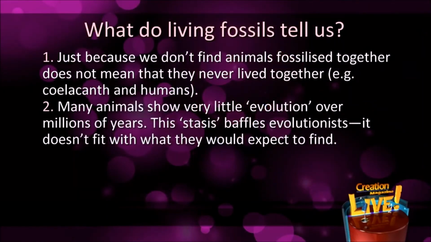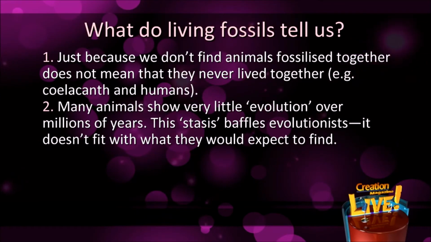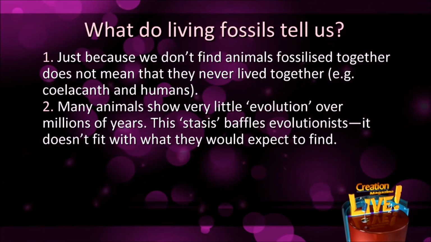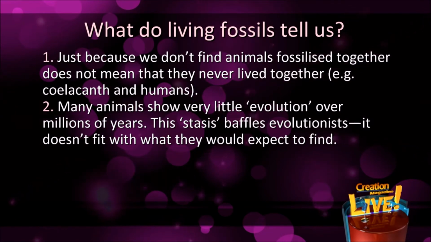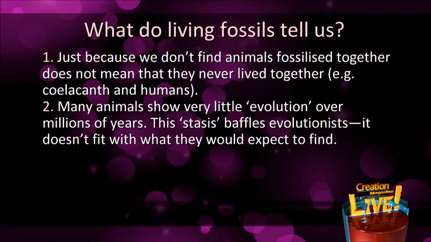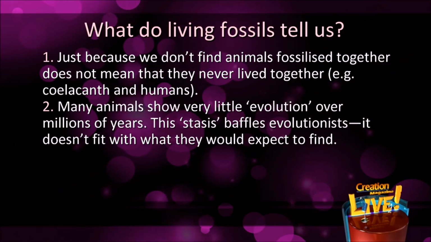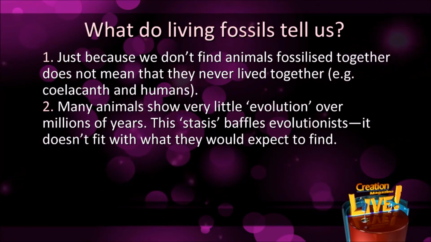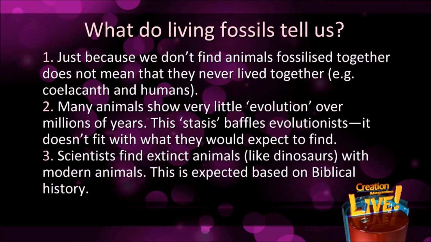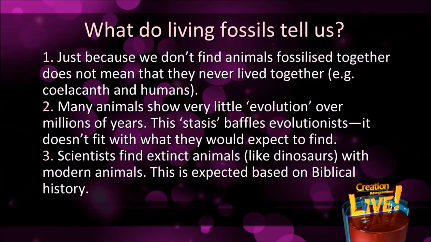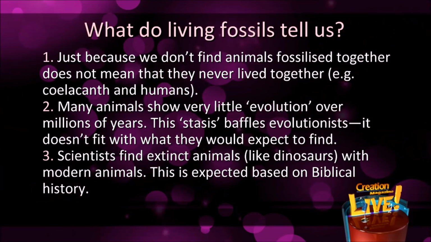Okay, so let's recap here. What do these living fossils tell us? Well, one, just because we don't find animals fossilized together doesn't mean that they never lived together, i.e. coelacanths and humans, or humans and dinosaurs, etc. Two, many animals show very little evolution over millions of years. This stasis baffles evolutionists. It doesn't fit with what they would expect to find. Environments would change, and they would expect that to drive evolution. And number 3, scientists find both extinct animals, like dinosaurs, found with modern animals. This is expected based on biblical history. Everything got buried in a great flood. You'd expect to find all those things buried together.